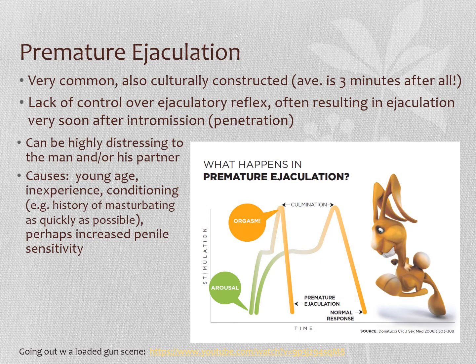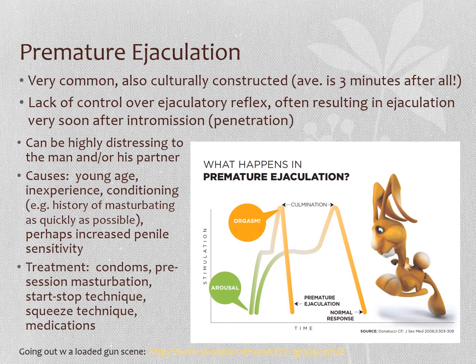There is some evidence to suggest that maybe people who have premature ejaculation have more sensitive penises, so that's a possibility as well. There are a lot of different treatments available, and those are discussed in detail in the book, which you can refer to. But really quickly, sometimes wearing a condom by decreasing sensitivity can give you what you need to last a little bit longer. Pre-session masturbation. So if it's the second go round in a period of time, usually it takes a little longer for people to reach orgasm.